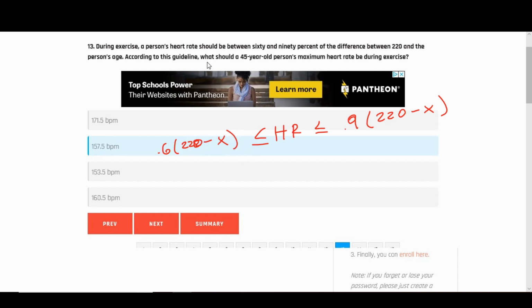We're told in this problem that the person's age is 45, so we can go ahead and plug that in. 220 minus 45.